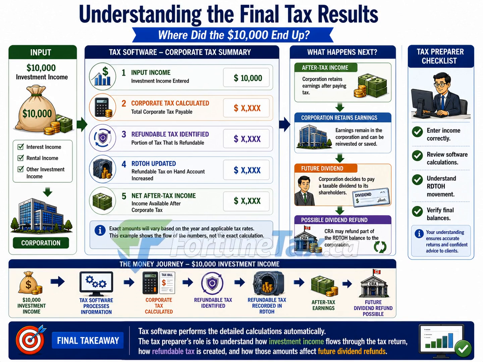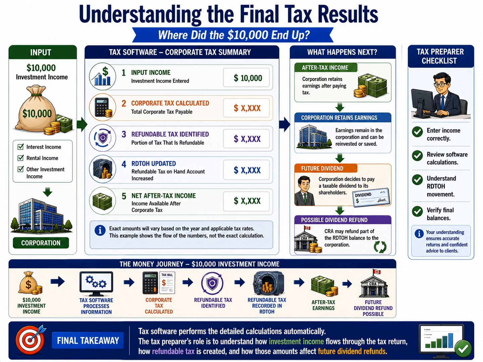Let's review the complete journey of our $10,000 investment income example and understand what the final tax results actually tell us. We started with a corporation that earned $10,000 of investment income. After that income was entered into the tax software, the software automatically applied the Canadian corporate tax rules and calculated the corporation's tax payable. But the calculation doesn't end with a single tax number. The software produces several important results, each serving a different purpose.